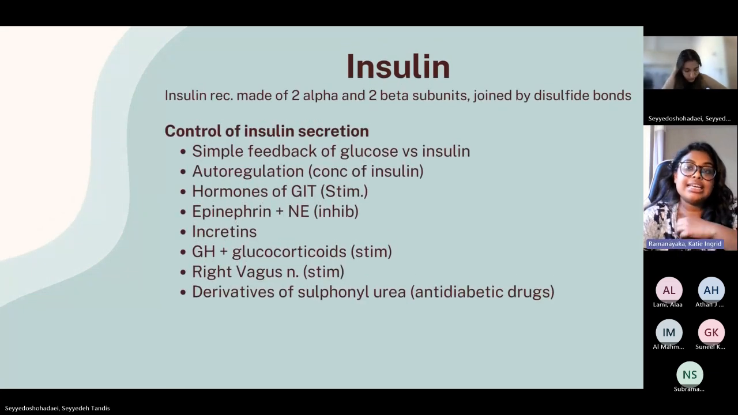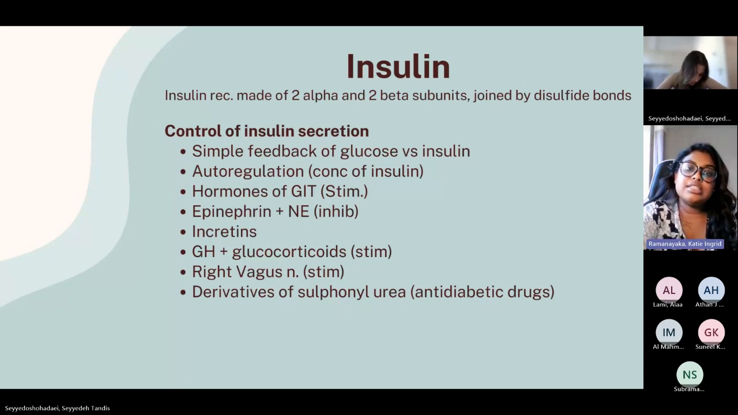So insulin, like I said, has many types of receptors, many types of transporters along many tissues. Now, the insulin receptor, which is what allows insulin to have its effect on all these different tissues, is made up of 2 alpha and 2 beta subunits. And these receptor compounds are joined by a disulfide bond.